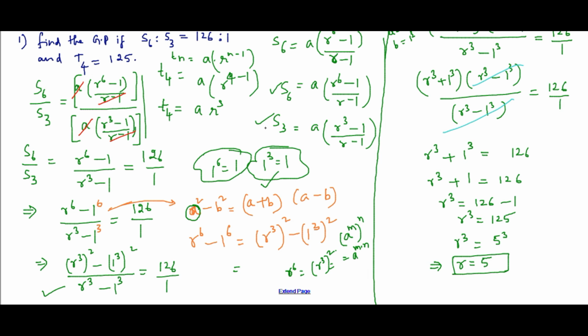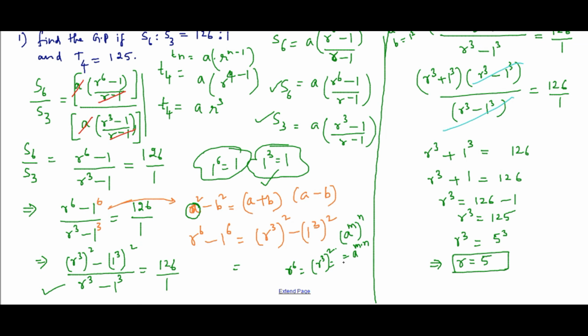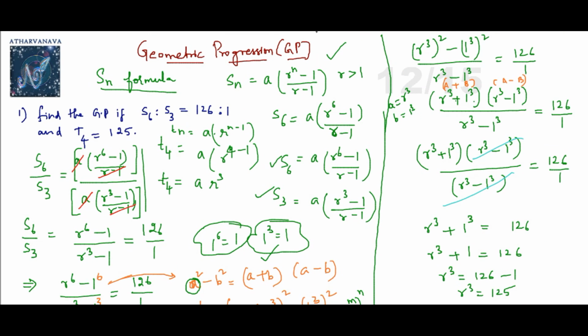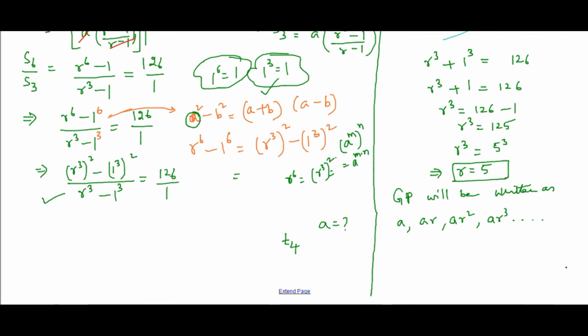5. So he wants the GP, right? The GP will be written as a, ar square, ar power 3 and so on. What's my a value? Do you have a value? No. So you have to find the a value. Let us finish finding the a value now. How do you find a value? T4. See here in the question, in order to find a only, we have got another relation called T4 is equal to 125.